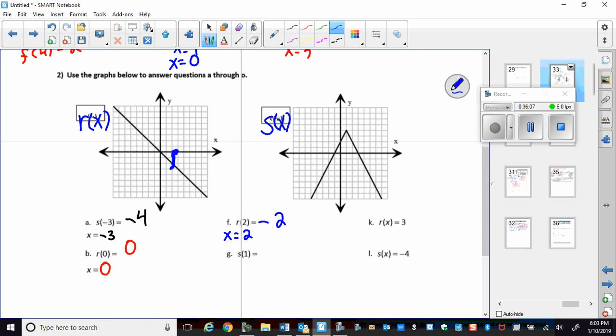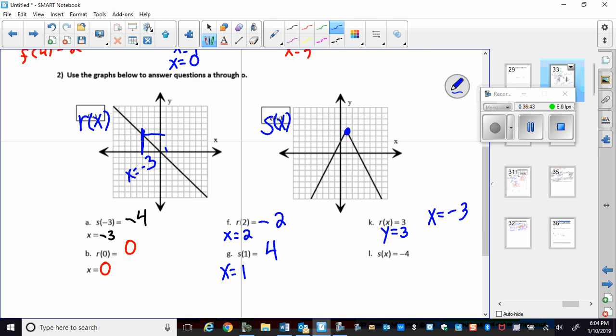For s sub 1, when x equals 1, I go right 1 up to the graph, and that is 1, 2, 3, 4. My y value there is 4. For r of x equals 3, this is when y equals 3. I'm looking for x when y equals 3. So I go up to where y equals 3, 1, 2, 3, go over to the graph. This x value equals -3.